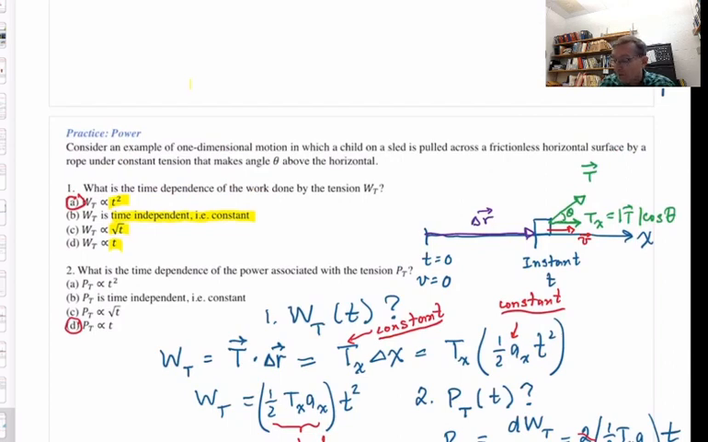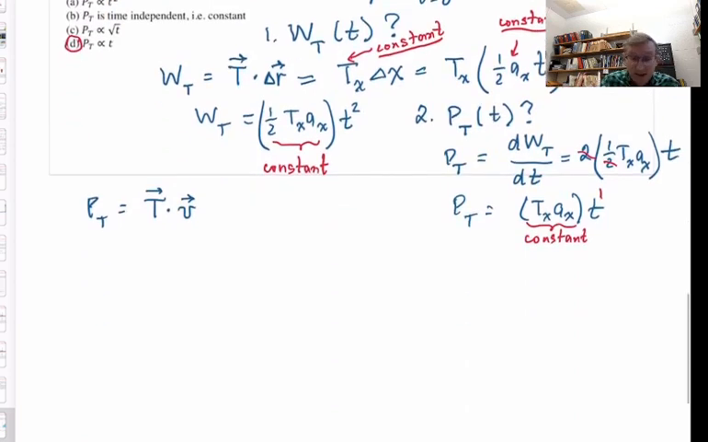Notice the only component of the tension along the velocity is x. So when you do that dot product of T dot v, that's an interesting dot product, right? But that's what the formula is: I take the x component of the tension times the x component of the velocity, which is the only component of the velocity.